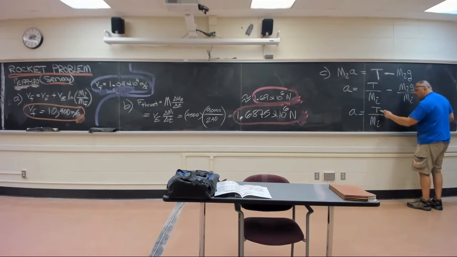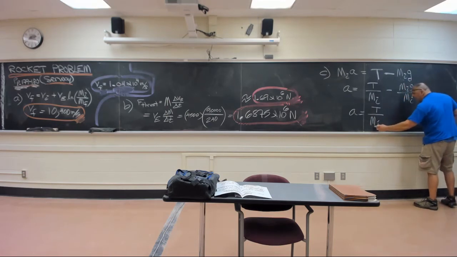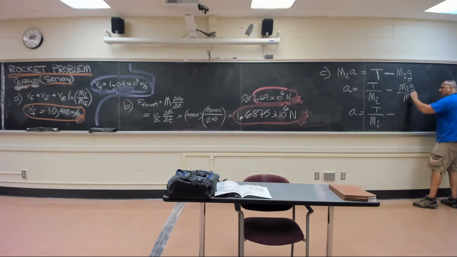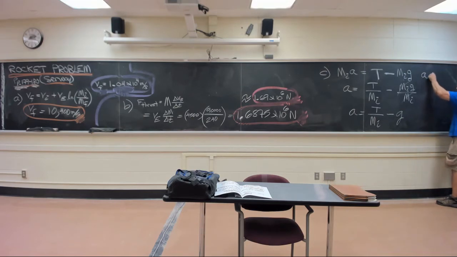The thrust, which is a constant, divided by M initial. Later on, the mass is different. It goes from 100,000 kilograms to 10,000 kilograms in a continuous fashion. These cancel. What's going on here? The thrust is 1.6875 times 10 to the 6th divided by 1 times 10 to the 5th. That's how many kilograms are present initially. Minus 9.8.